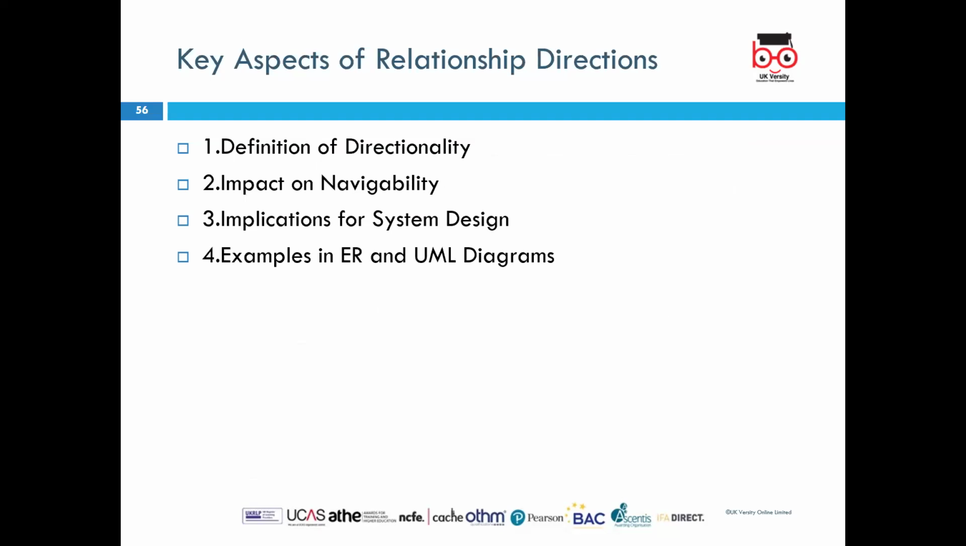So the key aspects of our relationship directions are going to be the definition of directionality, impact on navigability, implication for system design, and lastly, we're going to have examples of ER and UML diagrams.